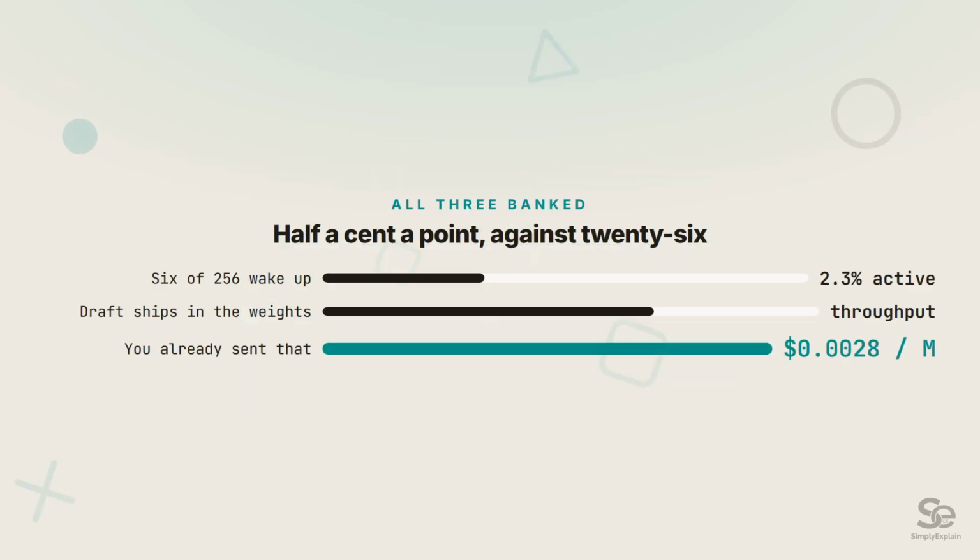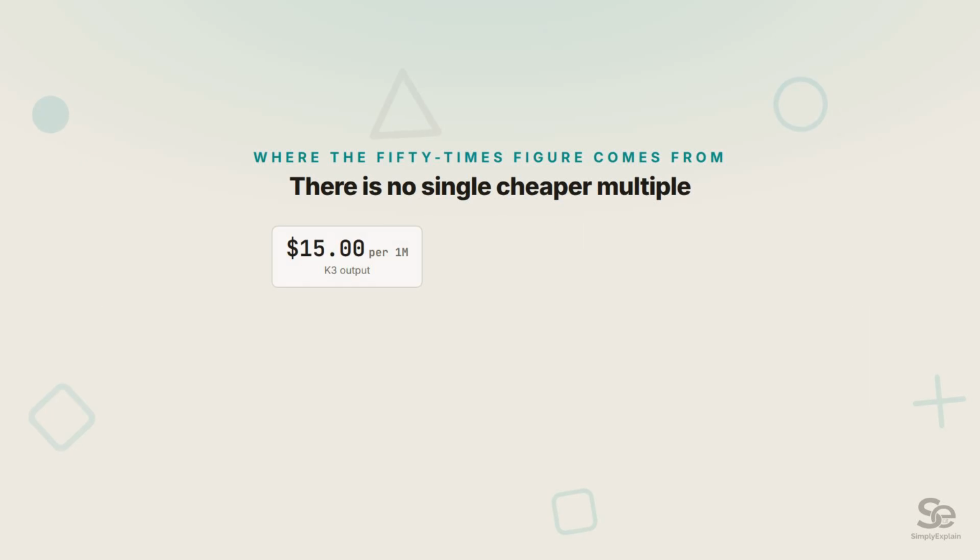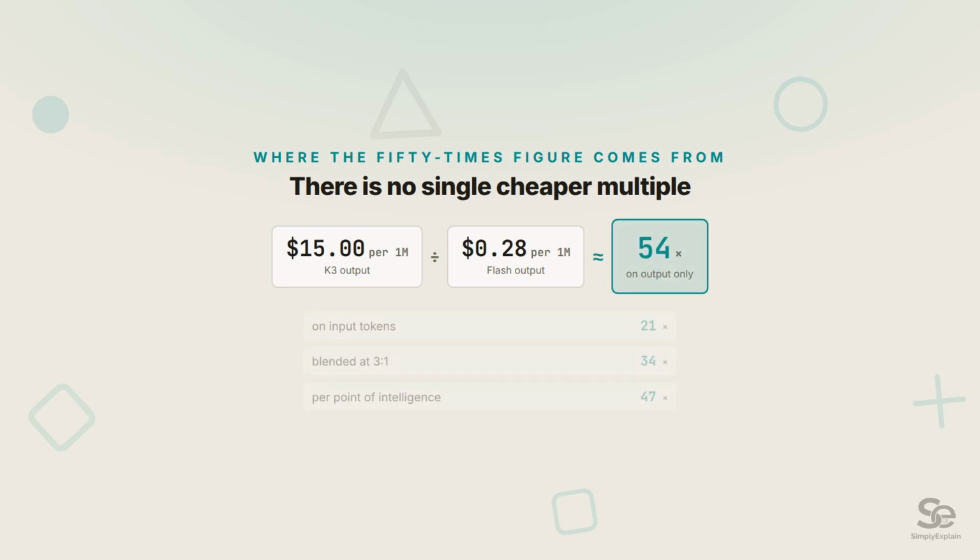Stack the 3 and you get half a cent per point of intelligence, against 26, about 47 times. And that is where the 50 times figure comes from. On output alone, $15 against 28 cents is 54 times. On input it is 21. Blended, 34. It depends what you send.